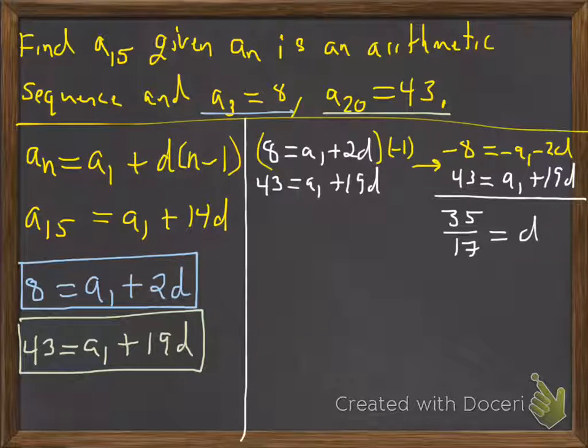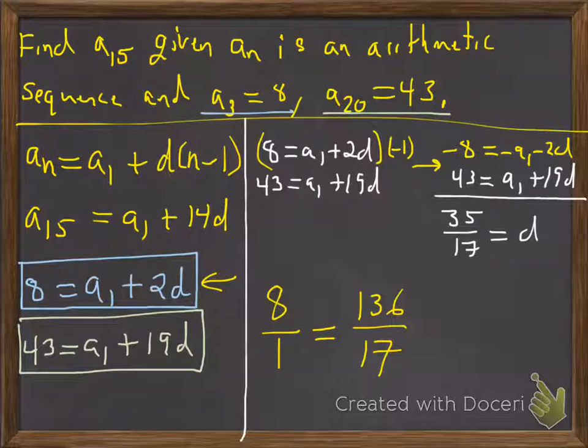Now we've got the common difference, so we can plug that back into either one of those equations. It does not matter. It'll work out the same. But I want to work with smaller numbers, so we're going to plug it into this equation here. Take into account that 8 over 1 is the same thing as 136 over 17. So you're not going to see me write the 8 here. I'm going to write 136 over 17 so that I have a common denominator.